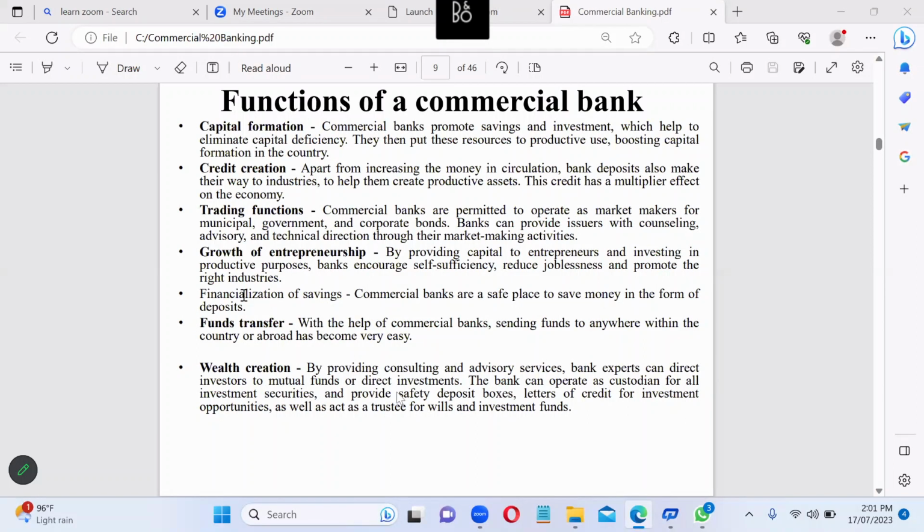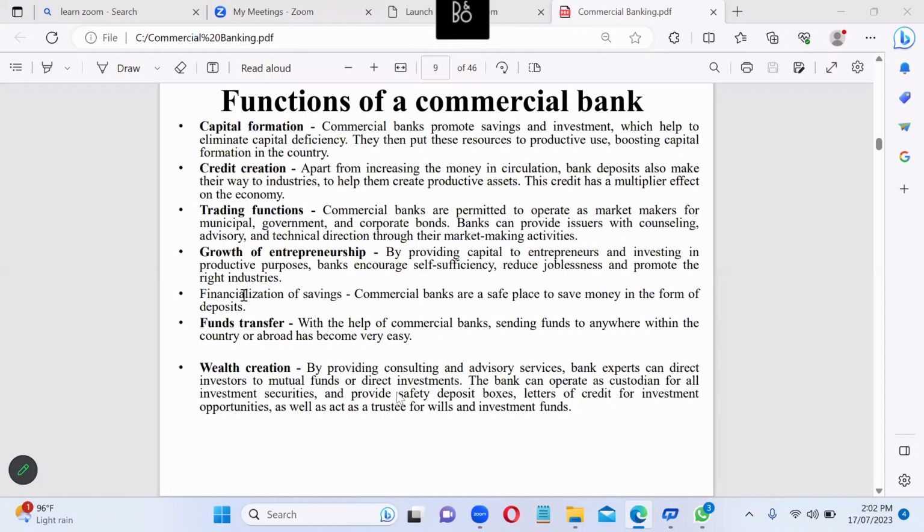Because some entrepreneurs go down the wrong path, the commercial bank will help that person with how to make their product or service in the particular market. They can provide counseling or advisory to the particular businessman or investors or entrepreneurs. Bank experts can direct the investor to mutual funds or direct investment. The bank can operate as custodian for all investment securities and provide safety deposit boxes.